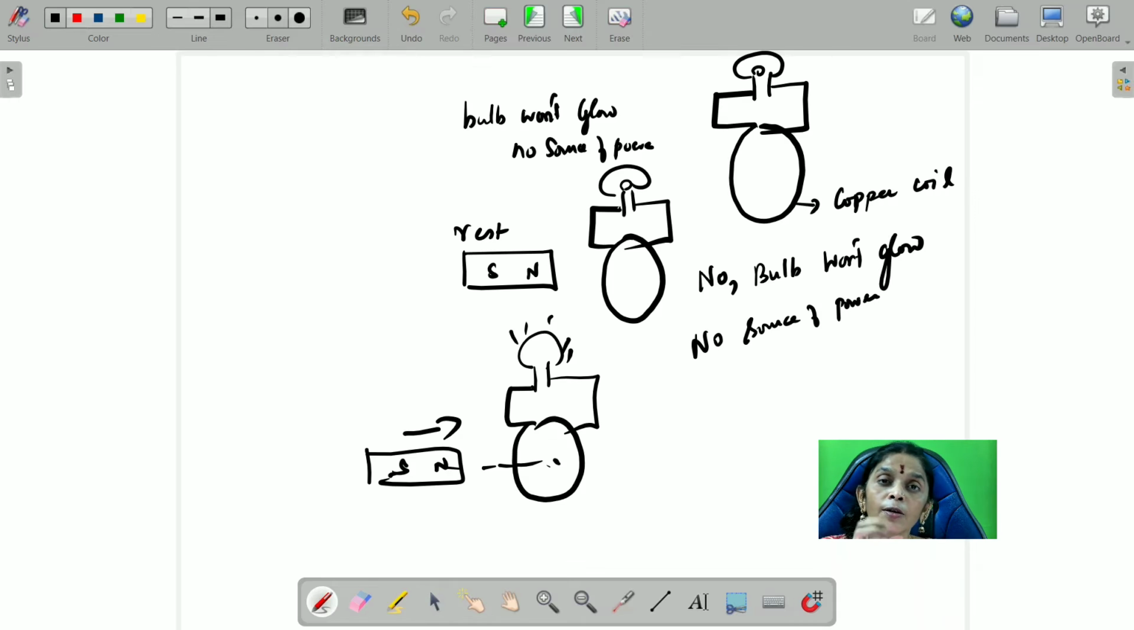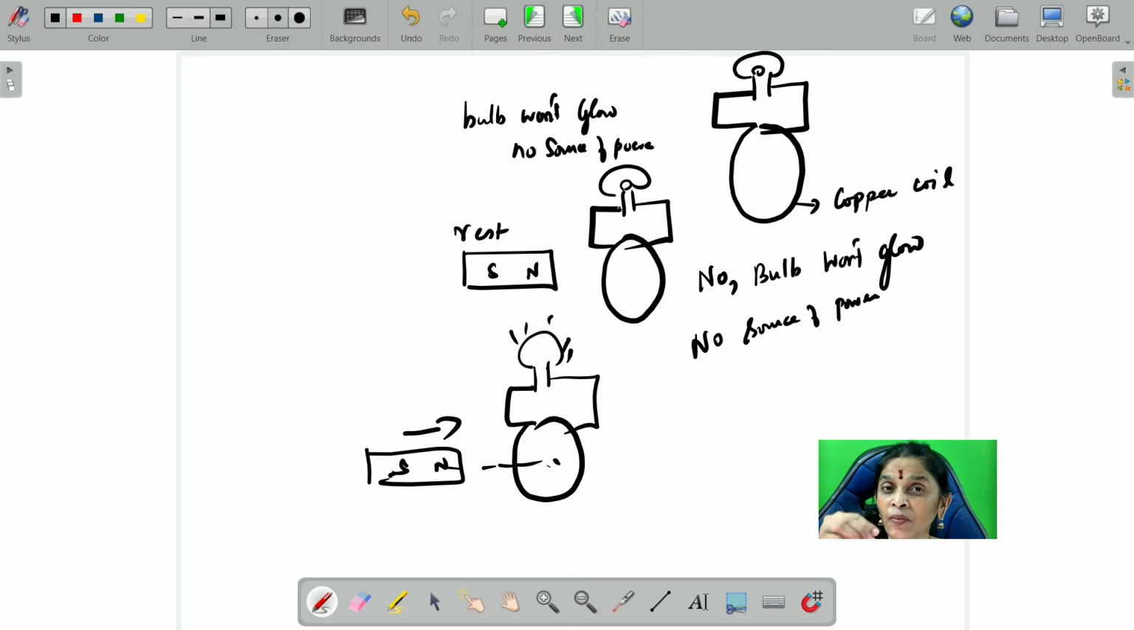glowing, flickering like that. When the magnet was brought in, it was glowing. Brought out, it was glowing. When the magnet is stationary, it was not glowing. So from this, he was able to understand that something is produced over there. Later on, he found out how the current is produced.